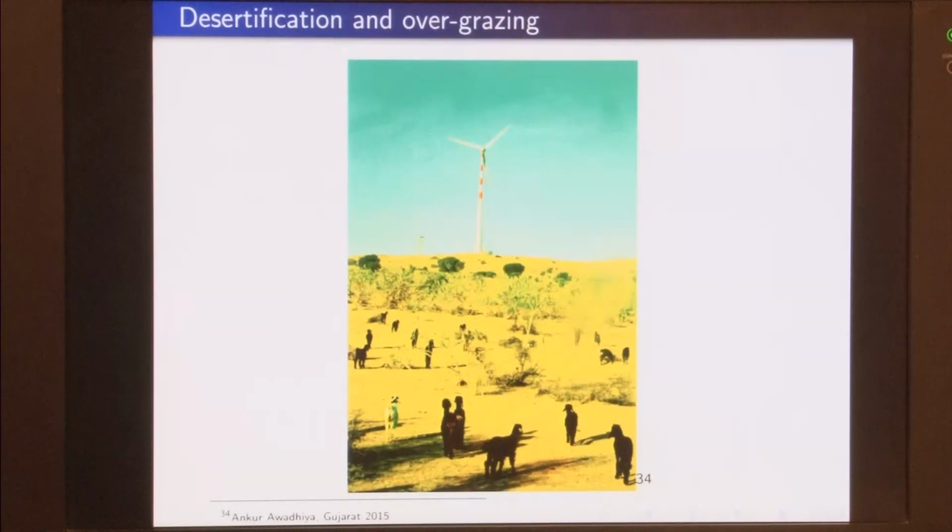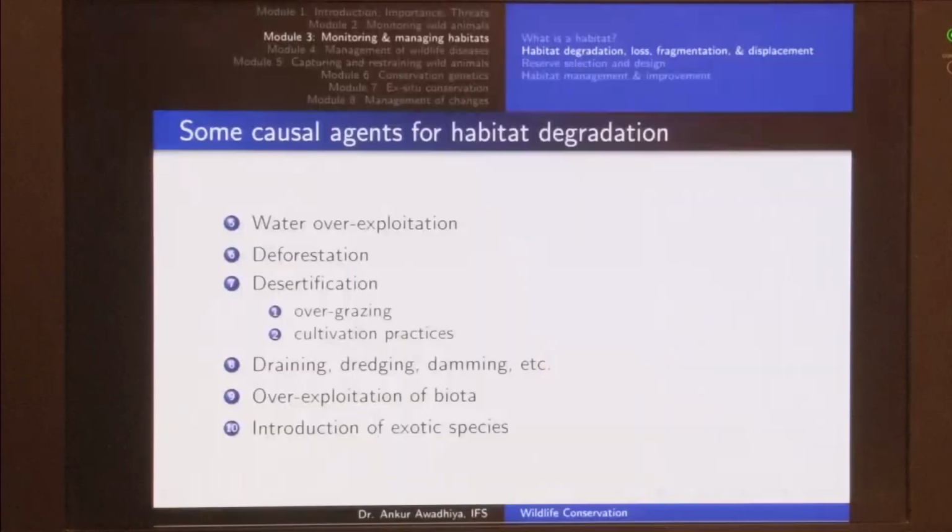It is also caused by some cultural practices in the case of cultivation. So, for instance, in scenarios where the water is used at a rate that is greater than the rate at which it is being replenished, we will be losing water from that area, and that area again could convert into a desert. Other factors include draining, dredging and damming operations.